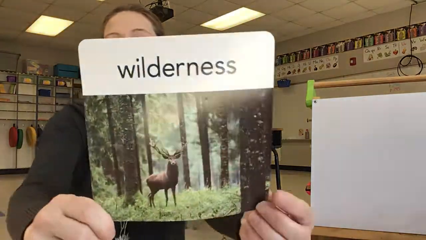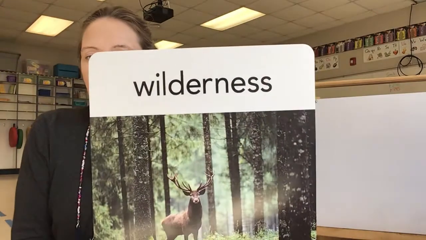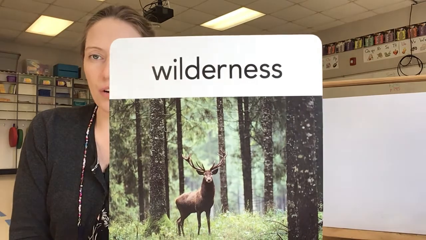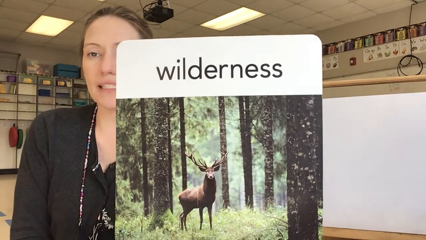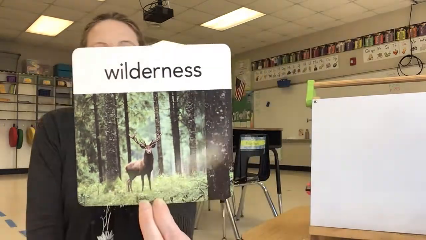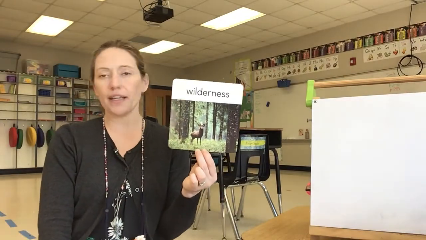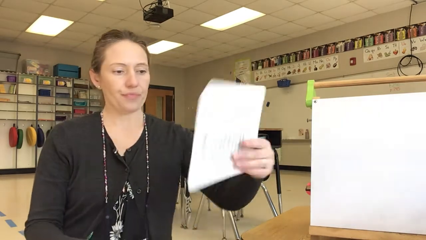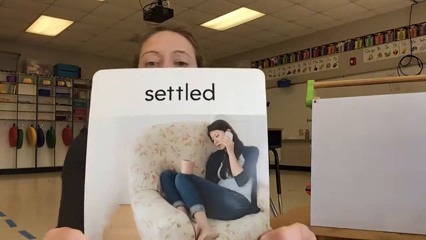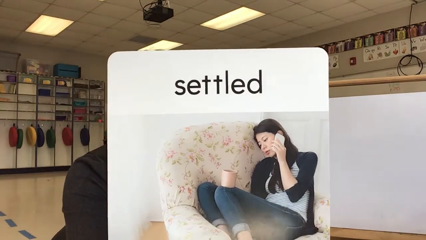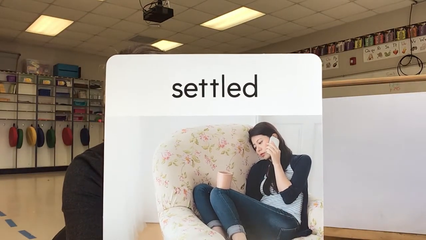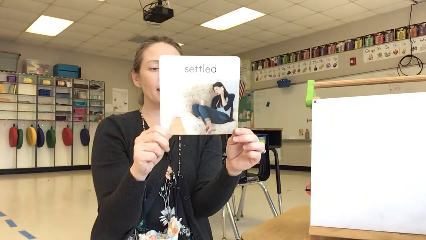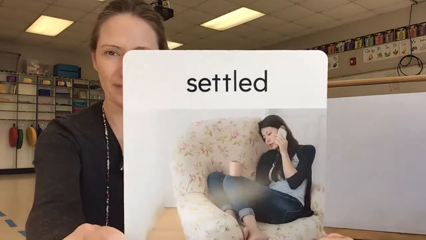Wilderness. Now look at that word. It has wild in it. See that at the beginning? Looks like wilderness. A wilderness is a large area of land that's not used by people. Wilderness. Settled. If you settle into something, then you become comfortable in it. Settled. Mom settled into the comfortable chair while talking on the phone.